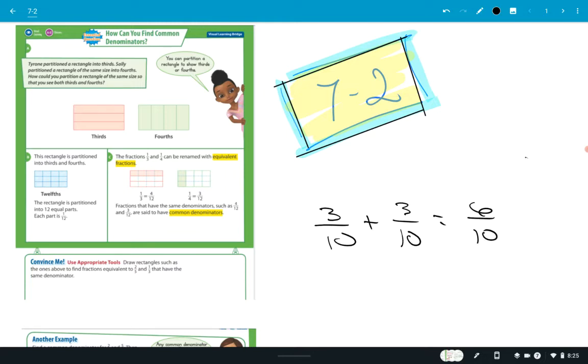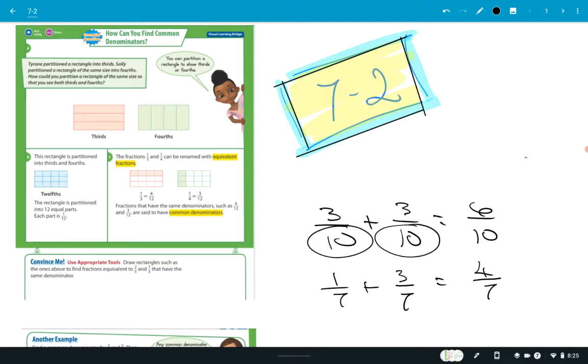Okay, so the reason you can add those together is because they have the same denominator. If they don't have the same denominator, you can't add them together. So I could say 1/7 plus 3/7. Okay, that's going to equal what? 4/7. And again, it's because the denominator's the same.